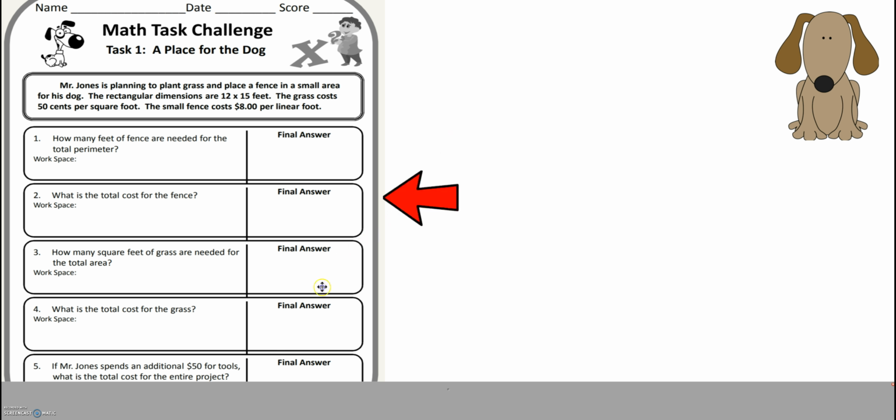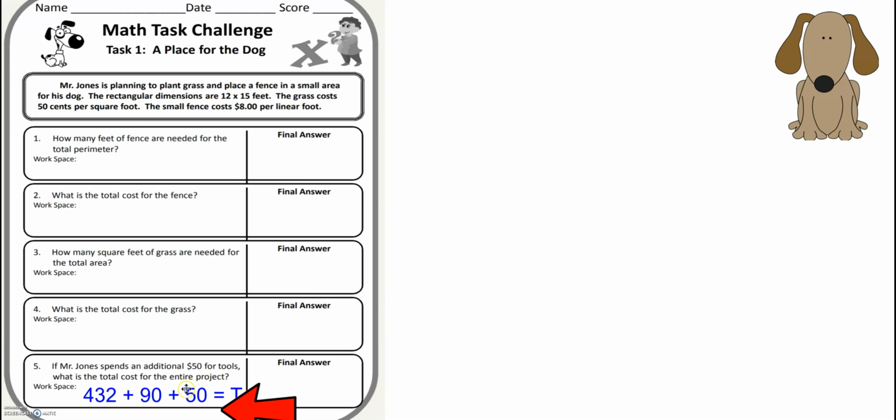Finally, Mr. Jones spends an additional $50 for tools. What is the total cost for his entire project? Well, we need to remember this $50. We need the cost of the grass. We need the cost of the fence. The number model to solve should be 432 plus 90 plus 50 equals T for total cost. Can you get the final answer?